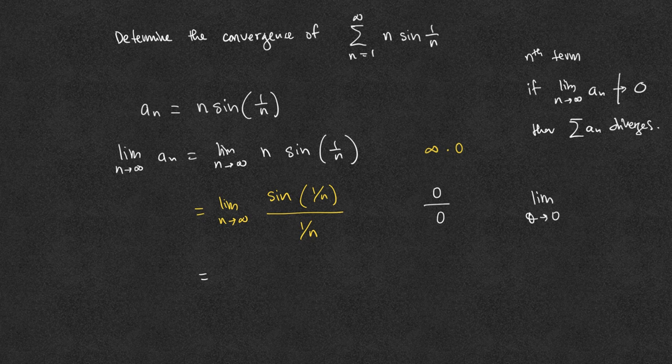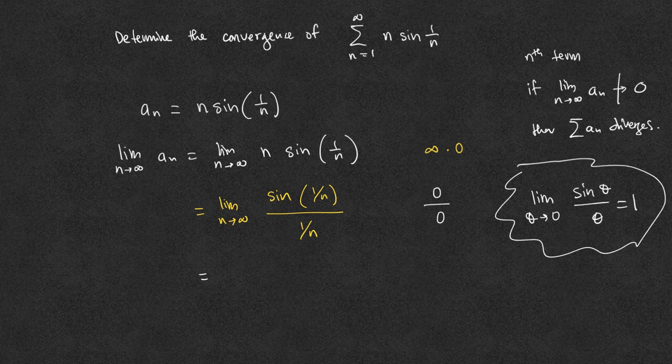But instead of using L'Hopital's rule, observe that we have the special limit which states that if theta goes to 0, then sine of theta over theta is 1. And this is one of the special limits that we learned from Calculus 1.